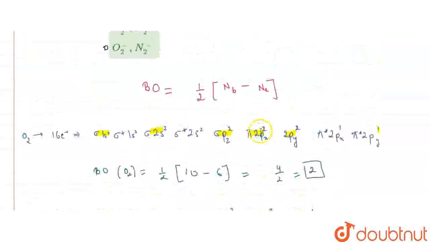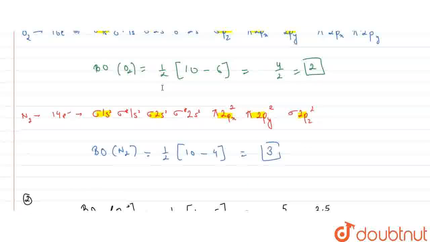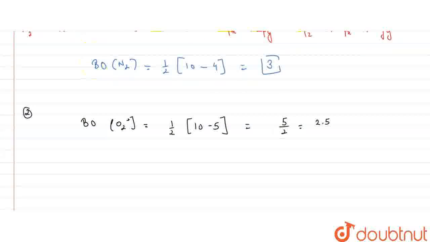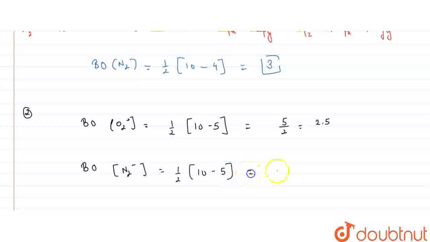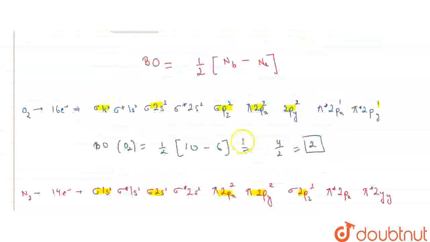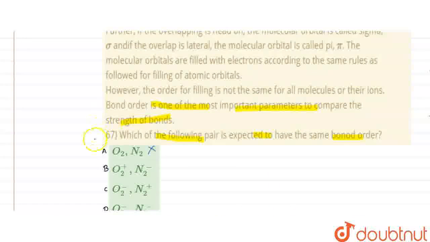And now the next one is over here, that is N2 minus. So for N2 minus, after this sigma 2pz, let me write, after this we basically have pi star 2px and pi star 2py. So 1 electron will go to this pi star 2px, therefore we will have 5 electrons in the anti-bonding orbital instead of 4. So let me write bond order for N2 minus will be half times 10 minus 5. That is 5 by 2, which is 2.5. So we can clearly see that bond order for O2 positive and N2 minus are same. That means option B is correct.